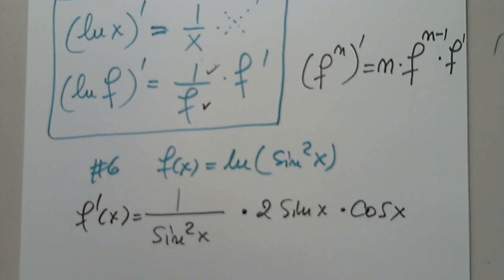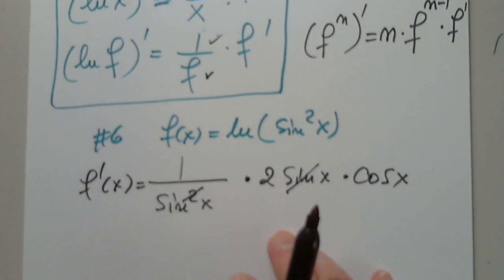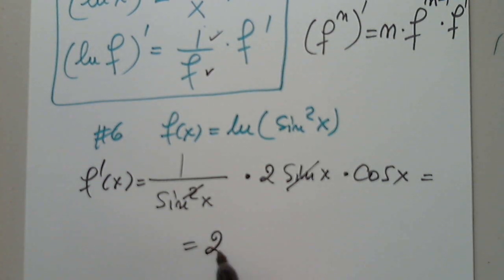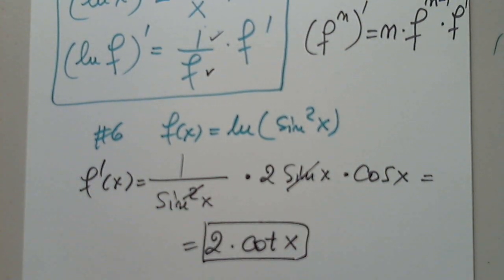Is this clear? Yes, no, maybe. Yes. I will simplify a sine. And I have 2 cosine of a sine, which is 2 times cotangent x. Cosine over sine, 2 cotangent x.